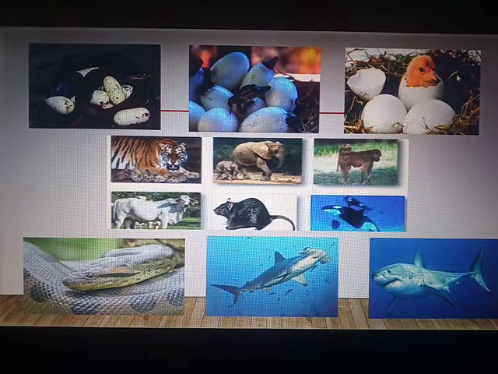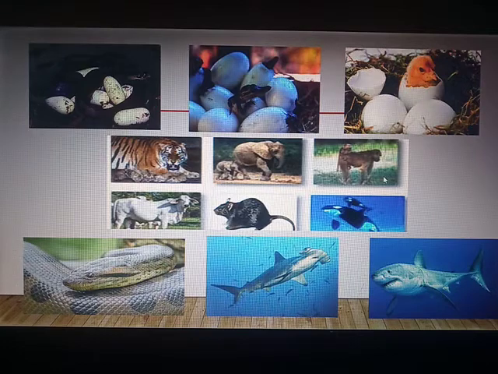The upper three images represent oviparous animals, the middle image represents viviparous, and the lower three images represent ovoviviparous animals.